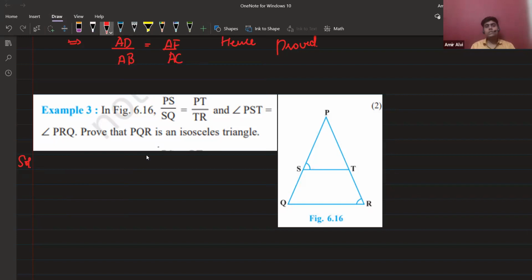So basically, this question is there. We have to prove that PQR is an isosceles triangle. So Adil, tell me, what is the property of an isosceles triangle? Can you tell me any basic property of an isosceles triangle?